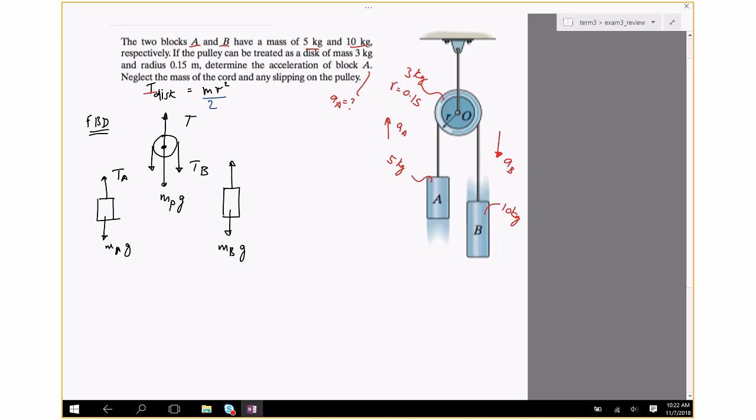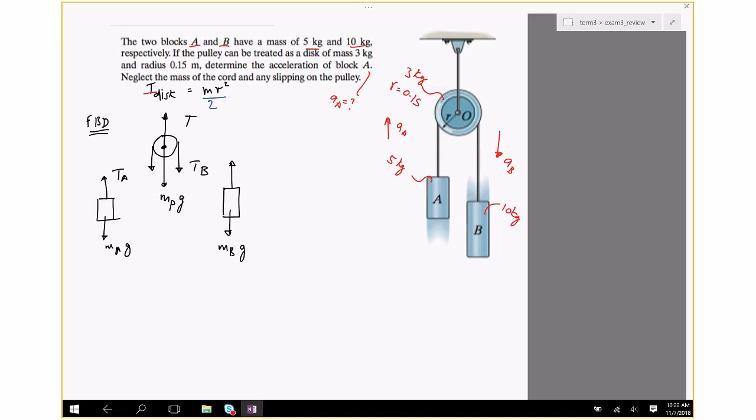Okay, so I drew 3 free body diagrams. That's the first instinct, right? To draw 3 free body diagrams and try to write equations for all the 3 free body diagrams and solve the problem. Now, the issue with that is, you can use this way to solve for the acceleration.